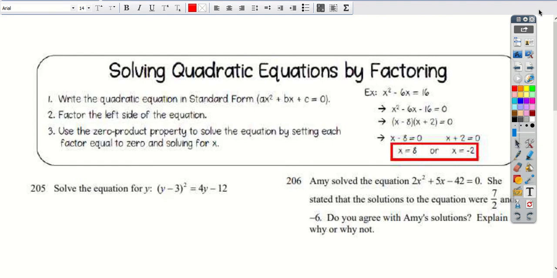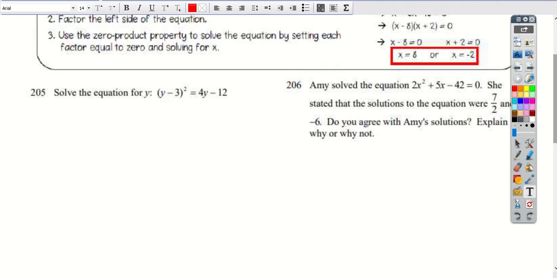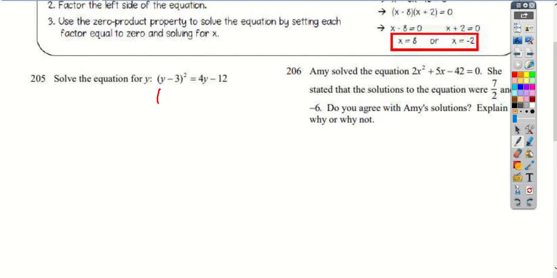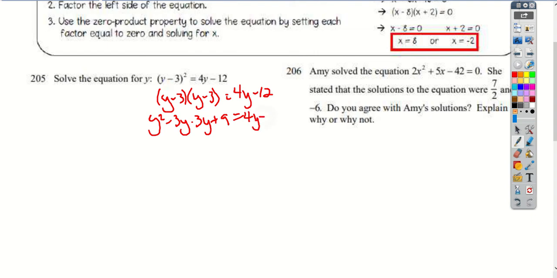All right, second one, solving equations by factoring. This is where we're going to use our diamond and possibly our box here. For the first question, we need to essentially just solve, so we need to get it equal to 0. We're going to write out anything like this twice. So it's (y minus 3) times (y minus 3), and then equals 4y minus 12. We're going to distribute. So this is y squared minus 3y minus 3y plus 9, equals 4y minus 12.